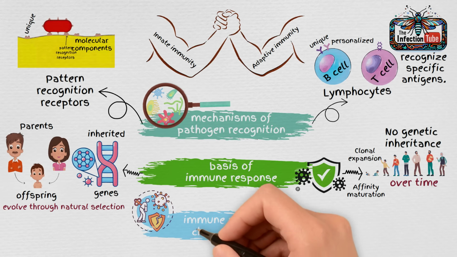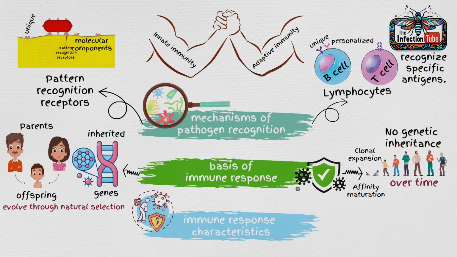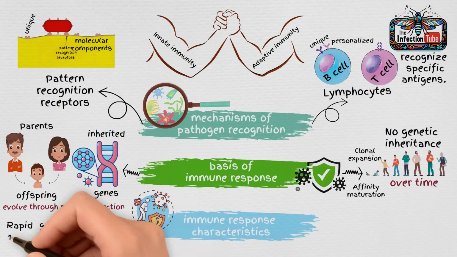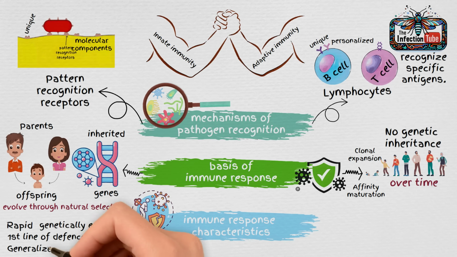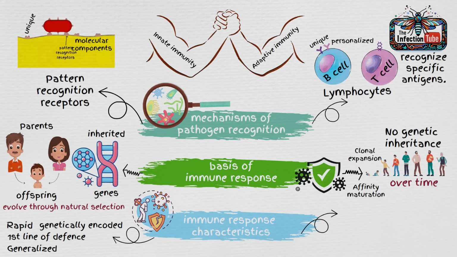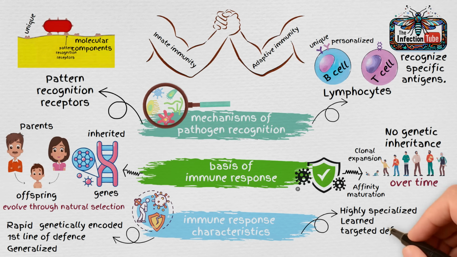Lastly, in terms of response characteristics, innate immunity provides a rapid, genetically encoded first line of defense, recognizing pathogens in a generalized manner. Adaptive immunity, however, offers a highly specialized, learned response that evolves to provide targeted defense against specific antigens, with memory cells ensuring faster and more efficient responses upon re-exposure to the same pathogen.